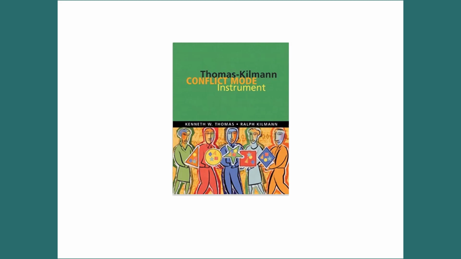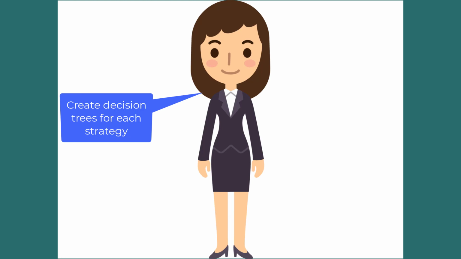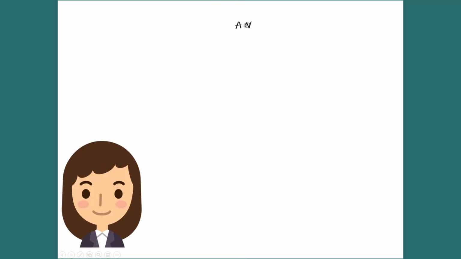Basically, the conflicts arise when there's disagreements. And then there's 5 ways or strategies that you can handle those conflicts. We're going to do a spin-off by creating decision trees for each of these 5 conflict strategies instead of just defining them. So we're going to start with avoiding.